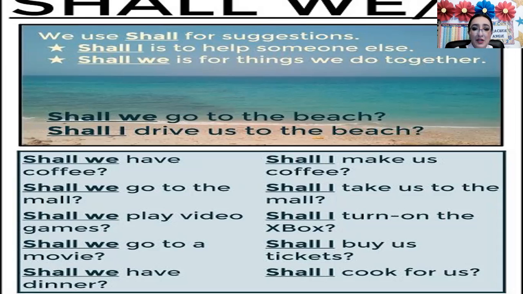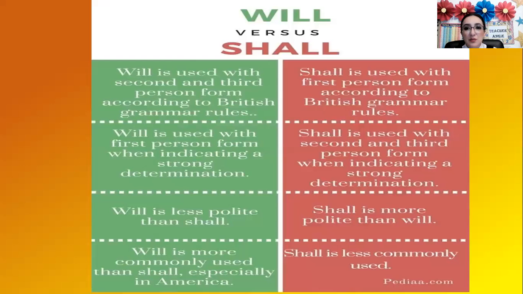Shall we play video games? Shall I turn on the Xbox? ¿Debería apagar el Xbox? Shall we go to the movie? ¿Deberíamos ir a una película? Shall I buy us tickets? ¿Debería comprarnos los tickets? Shall we have dinner? Shall I cook for us? ¿Debería cocinar para nosotros? That's how we are going to be using shall with we and I.